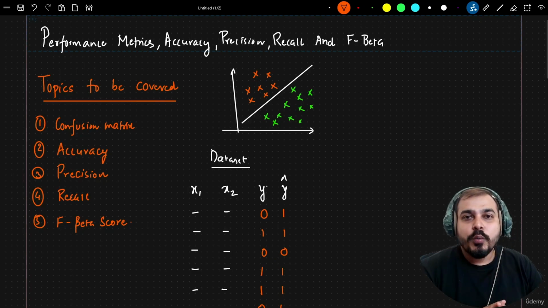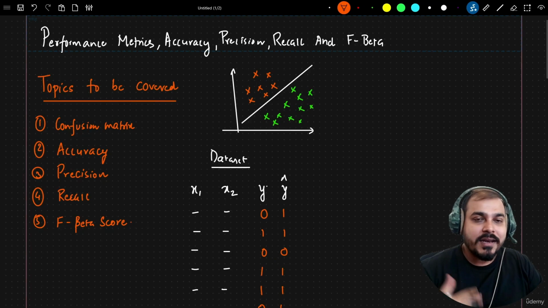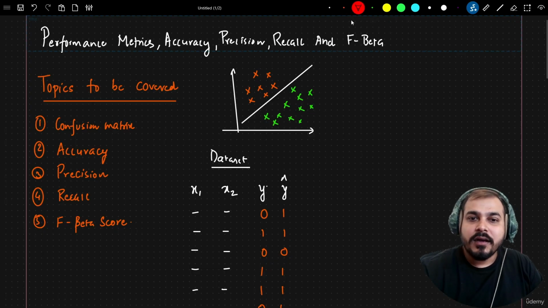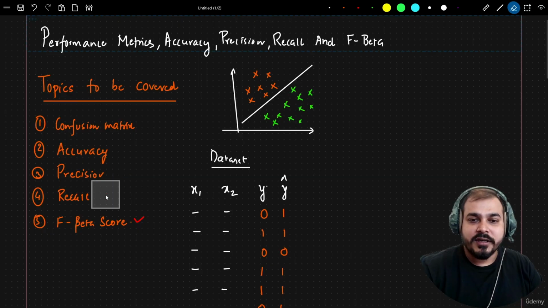So guys, in this video, we are going to discuss performance metrics, which are specifically used in binary classification and multi-class classification. We're going to cover topics like confusion matrix, accuracy, precision, recall, and F beta score. Now guys, let's say I have created a model using logistic regression.